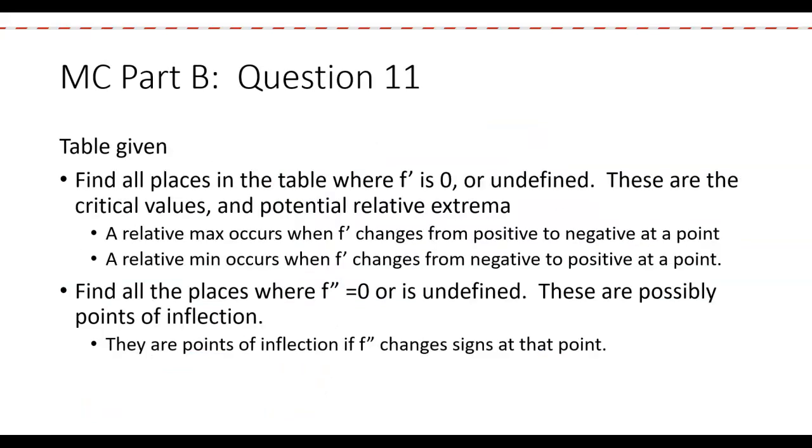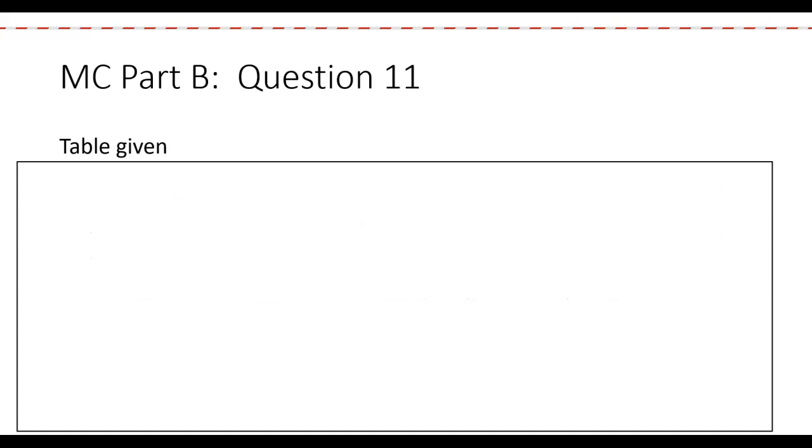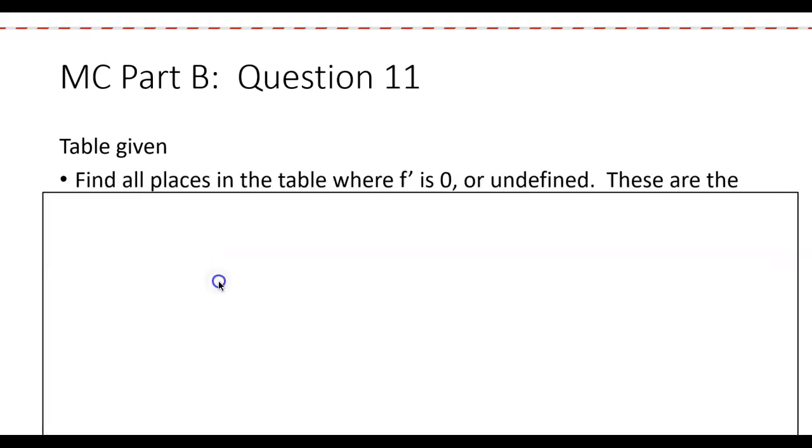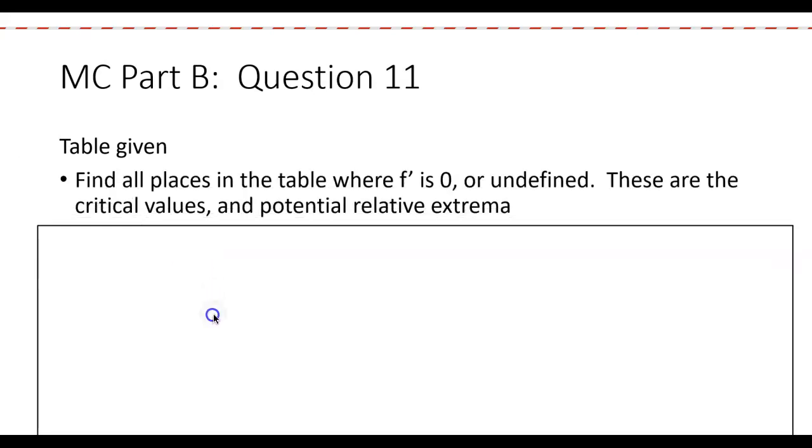Let's take a look at number 11. All right, guys, so for question 11, they give you a table, and they ask you some questions. They ask where there are some relative extrema, and also where there are some points of inflection. So let's take a look here. Now, the first thing you want to do is find anywhere where this first derivative is 0 or undefined, because these are critical values. And that's where the relative extrema can possibly occur.